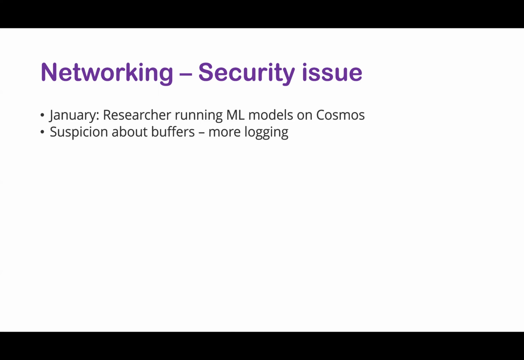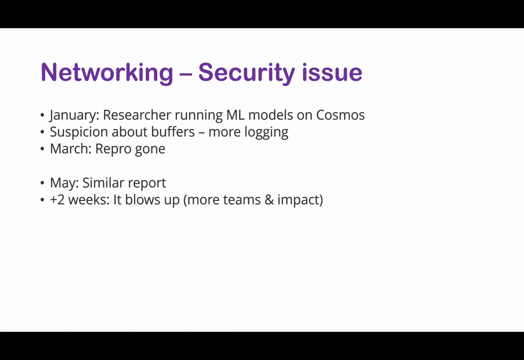So we added some logging, and came back to them a couple of months later. They said, you know what? The repro is gone, in March. They upgraded the machines and suddenly things work. So what do we do? We don't do anything. But then in May, we got a similar report from another team. And to make it more interesting, in 2 weeks there were like a dozen teams knocking on our door, saying something bad is happening.